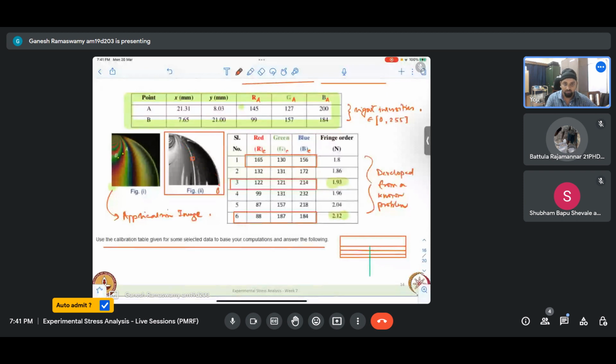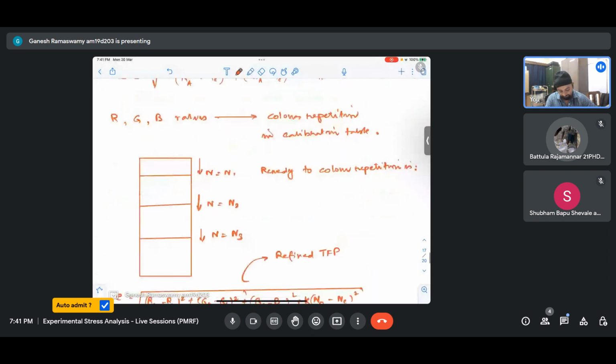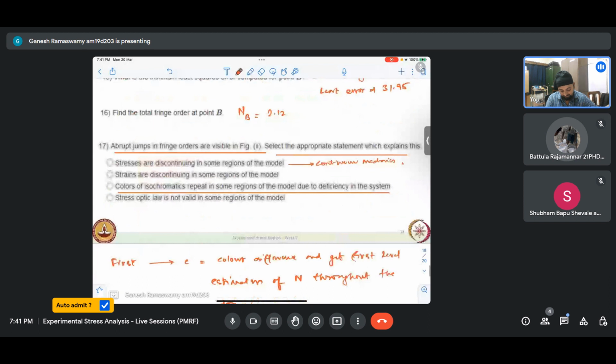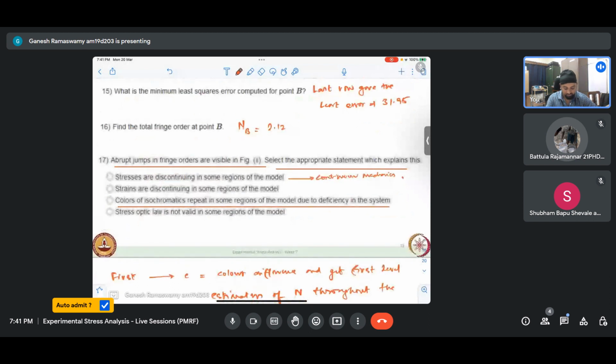So to answer the last question: stresses colors in the isochromatics repeat in some regions of the model due to deficiency in the system. Yes, because it is not able to discern and there is a tolerance error for which you will have to proceed the algorithm. So all these play a factor in this. So color repetition essentially leads to this thing.